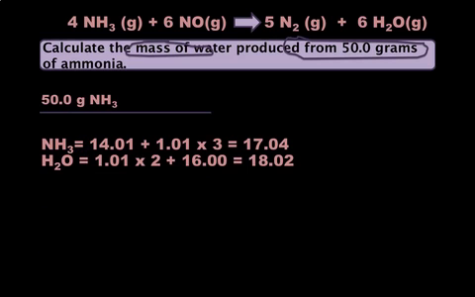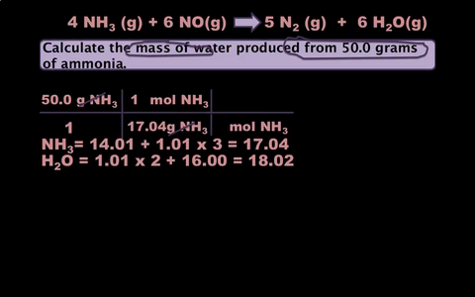So I set up my tracks and I put my known on top, which is 50 grams. I have to put grams on the bottom to get it to cancel, and moles on top. Whenever it's moles over grams, the mole number is 1 and the grams is off the periodic table. My grams cancel and I'm at moles of ammonia. That's not what I want, so I've got to keep going. I put moles of ammonia on the bottom and moles of water on top. When I have moles over moles, I'm using my coefficients. So I have 4 from the coefficient for ammonia and 6 for the coefficient for water from the balanced equation. My moles of ammonia cancel and I'm at moles of water, but that's not what I want.